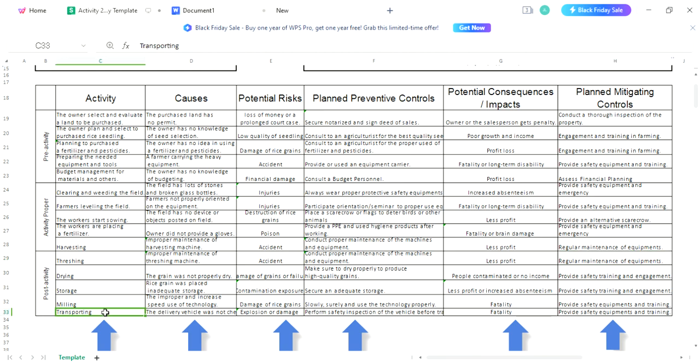Another example of post-activity is transporting. The cause of the risk is that the delivery vehicle was not checked. The potential risk might be an explosion. To avoid explosion, perform a safety inspection of the vehicle before transporting. The impact could be fatality, and to avoid fatality, provide safety equipment and training.